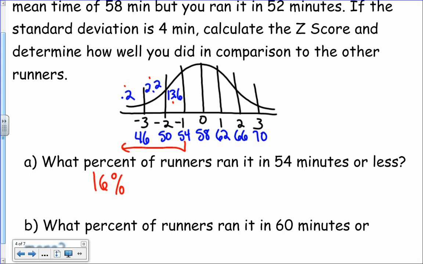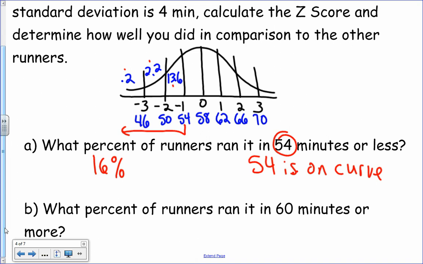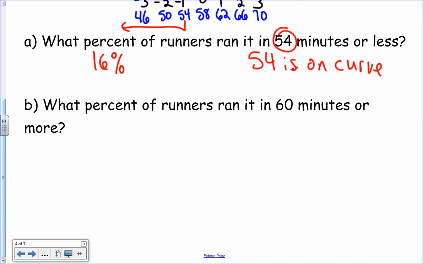Remember, standard deviation curve is close. All right. So we said 54 is on the curve, so we don't have to find the z-score with this one. You can. What did you say you got when you found the z-score? 15 point what? 15.87. Okay. Which is almost 16. Now, when you do the second part, listen up, 60 minutes is not on the curve. But at 60 minutes or more, whatever percentage you get, you got to subtract from 100, okay?